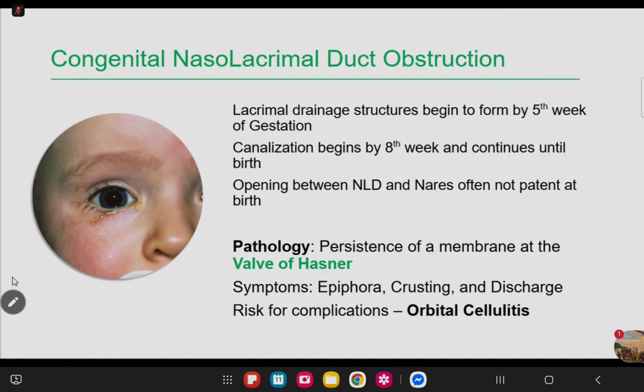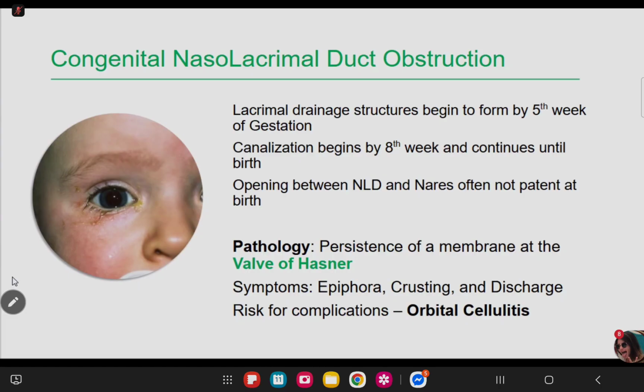So we have to inspect whether your child has a patent duct before we diagnose congenital nasolacrimal duct obstruction. The pathology is persistence of a membrane at the valve of Hasner. This is the site of obstruction. It's called the valve of Hasner. If you encounter a patient who complains of epiphora, and also has crusting and yellowish discharge, then think of congenital nasolacrimal duct obstruction.